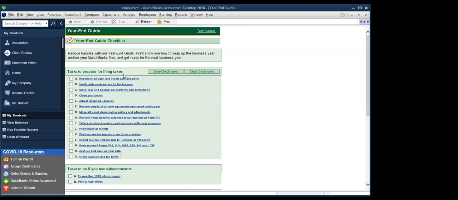So tasks to prepare for filing taxes. They're reminding you what must be done. Some of it should be done every month. So A and B should be done monthly, at the end of every month, but for sure at year end. Okay, so number A, reconcile all bank and credit card accounts. The reconciliation that we learned on checking, savings, all bank accounts needs to be done, and credit card accounts.